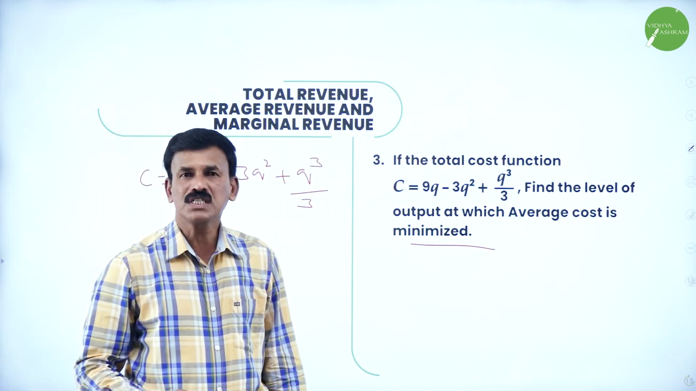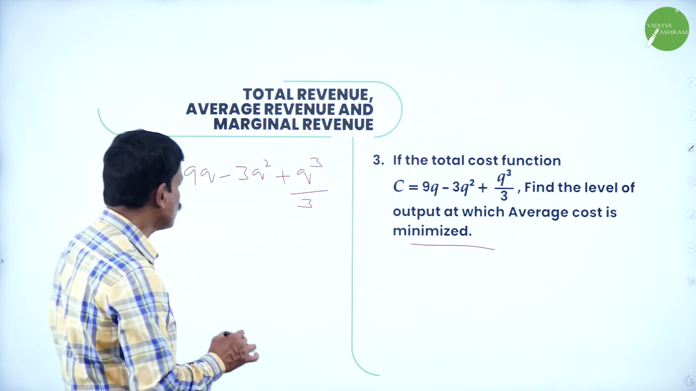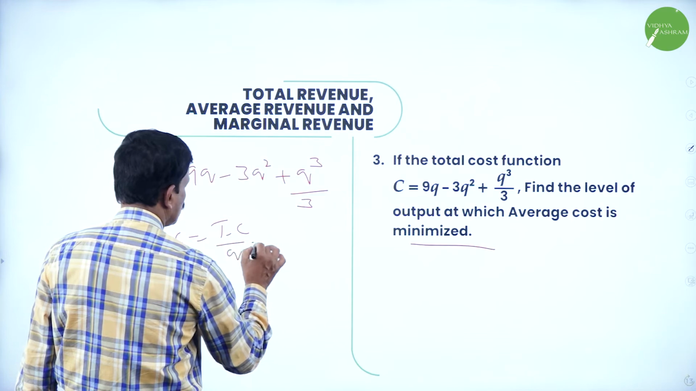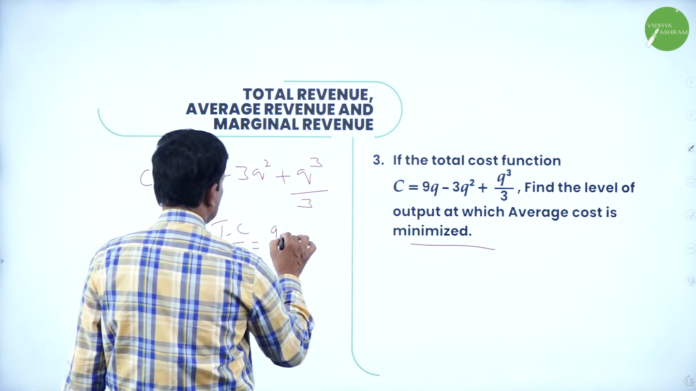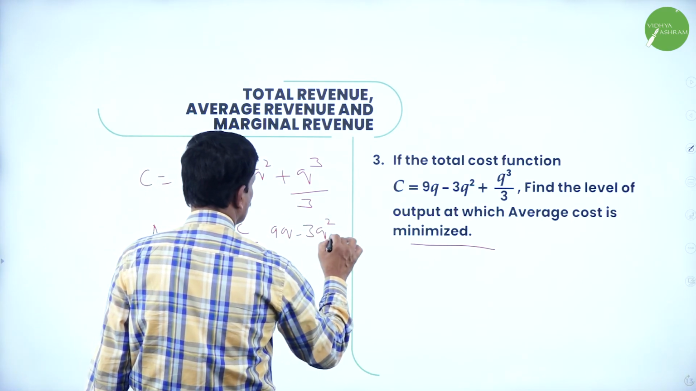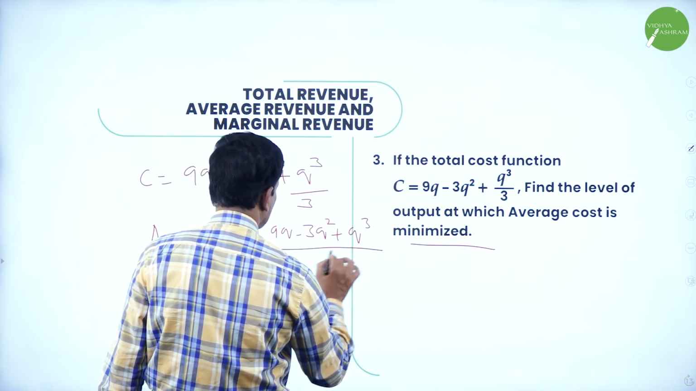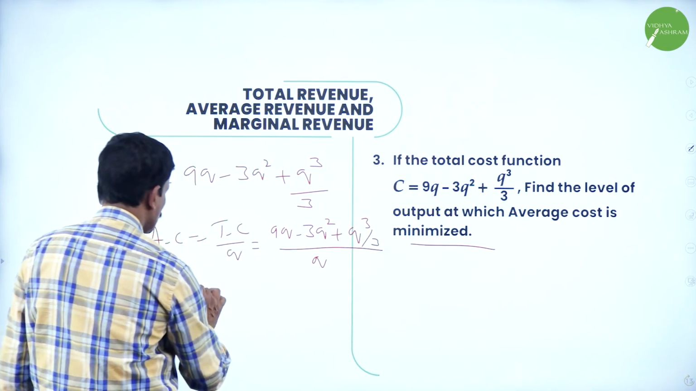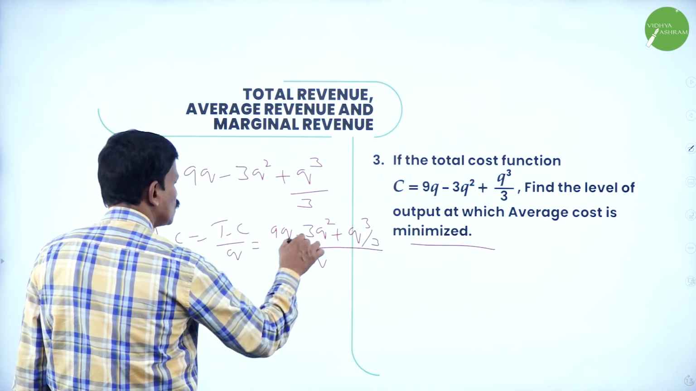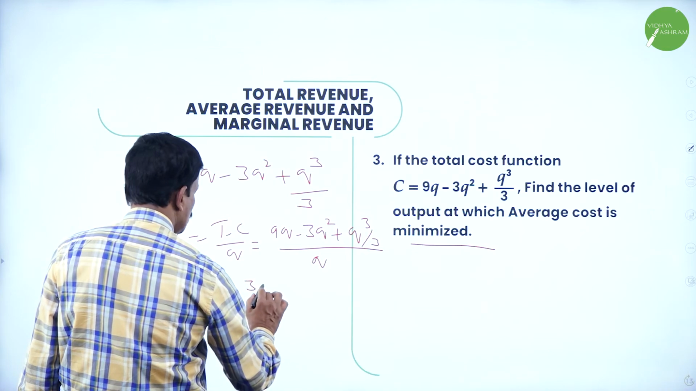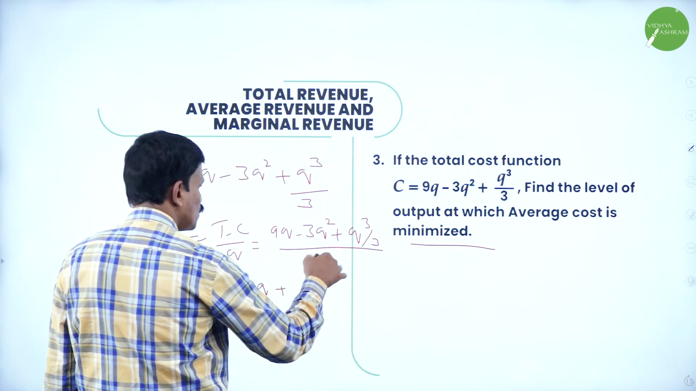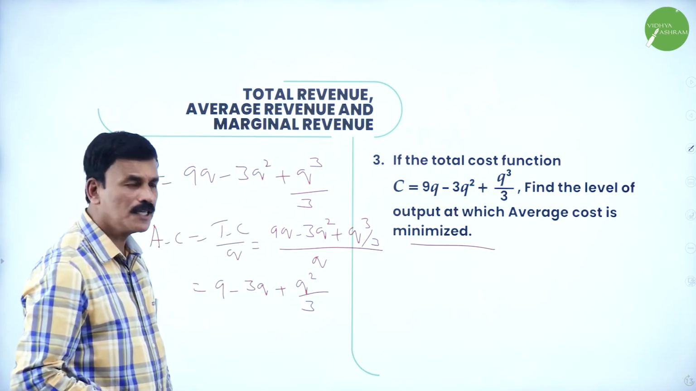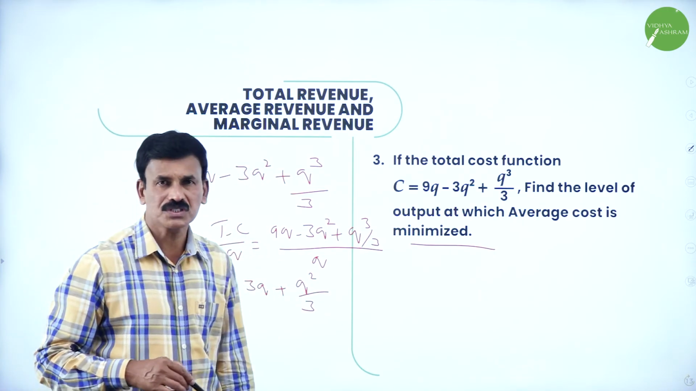Right. Now just find out the average cost. Average cost is equal to total cost divided by Q. So this is 9Q minus 3Q square plus Q cube, divided by Q, all divided by 3. Now term by term division: 9Q by Q gets cancelled to 9, 3Q square by Q gives 3Q, and Q cube by Q gives Q square divided by 3. Okay, this is the average cost of the function.